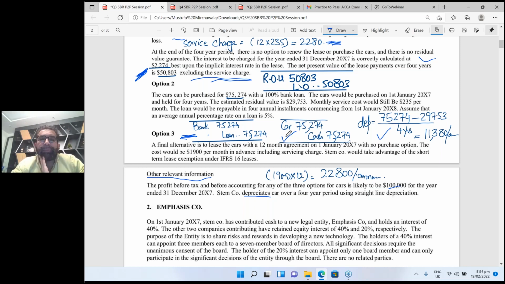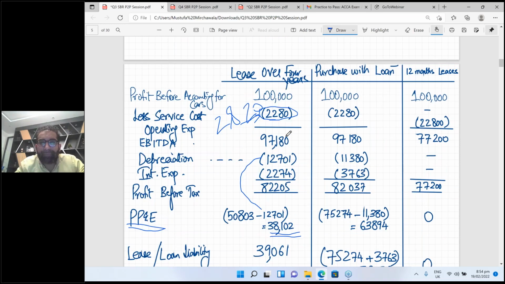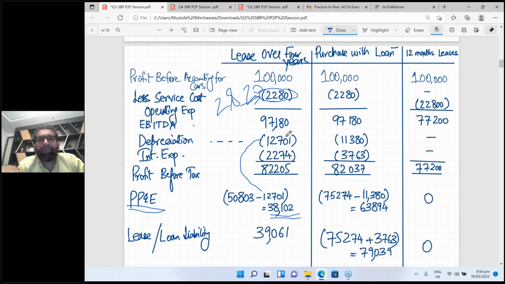Okay, I'm sure you have copied or you have seen all this data. Now please allow me to move to that screen, to those workings. See, now see the second column. First of all, profit before accounting for car was 100,000.